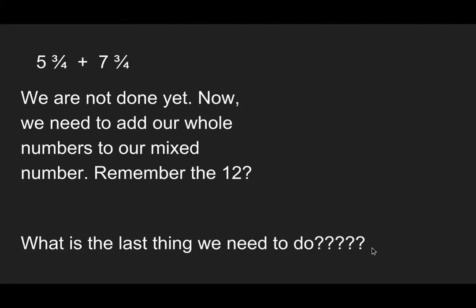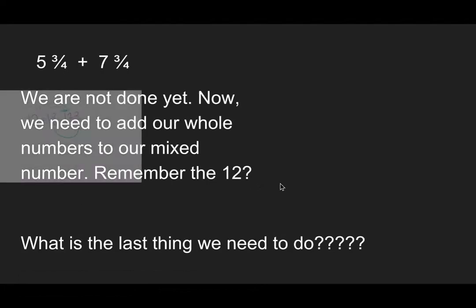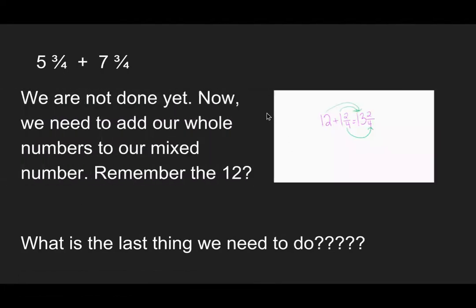So remember that 12 from way before when we added 5 plus 7, that gave us 12? Here's what we need to do. We need to take that 12 that we've added before, take our new mixed number, 1 2/4, and add them together. The 12 plus 1 get added to give you 13. 2/4 stay the same. You just carry it over and hook it on to the 13, and you get 13 2/4.